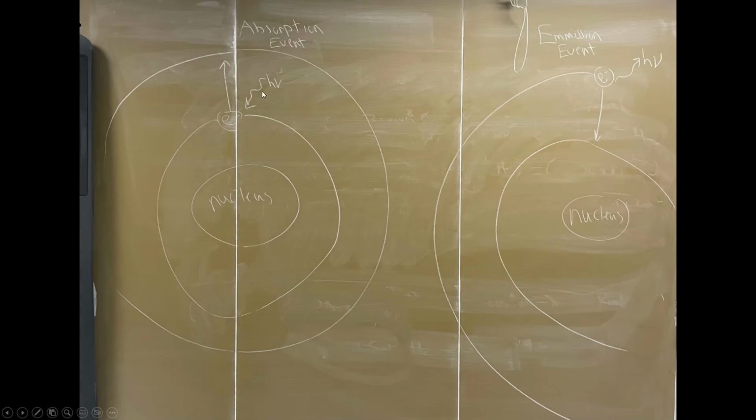So, absorption event, electrons absorb energy from light, going up an energy level, and in an emission event, an electron releases that stored energy and drops down an energy level.